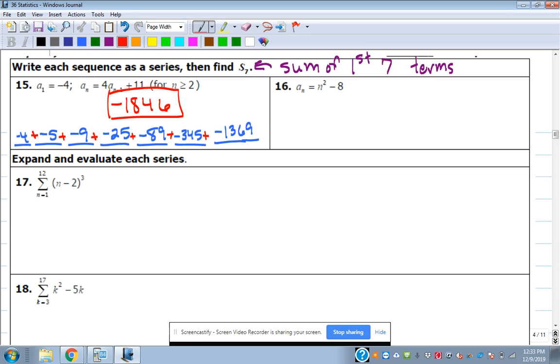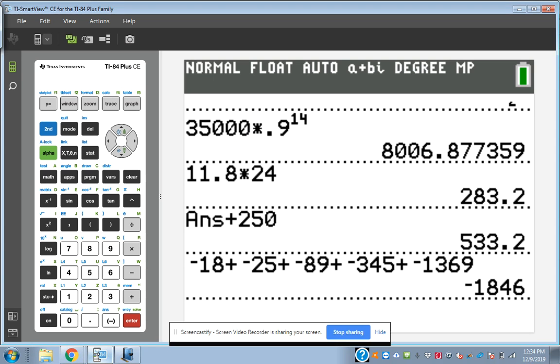Now, number 16, is that a recursive or an explicit formula? Why is it explicit and not recursive? Yeah, it doesn't give you a previous term, and there's not a previous term in the formula. Okay, there's not an a sub n minus whatever in there. So find the first 7 terms. That just means plug 1 through 7 into that problem. I'm going to use my calculator to help me do that.